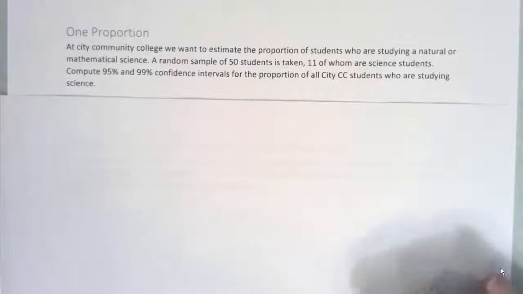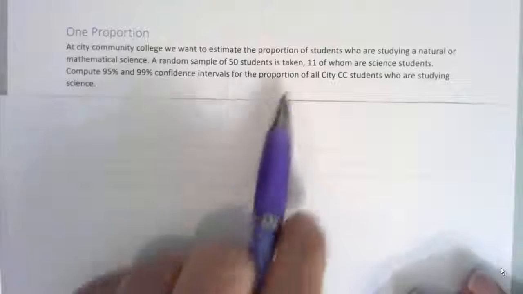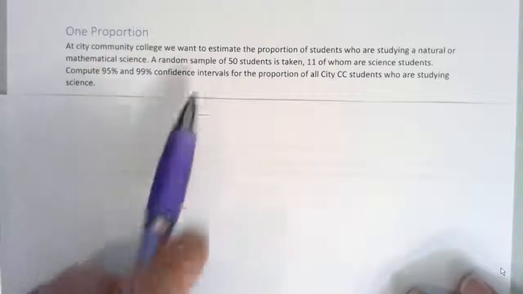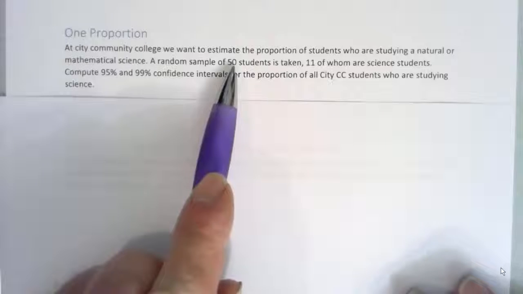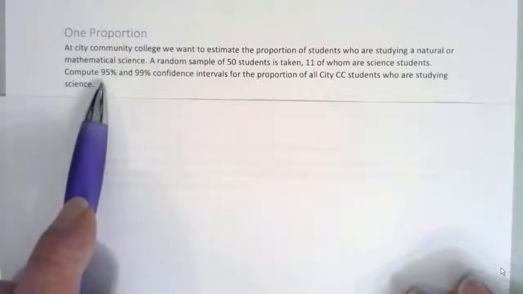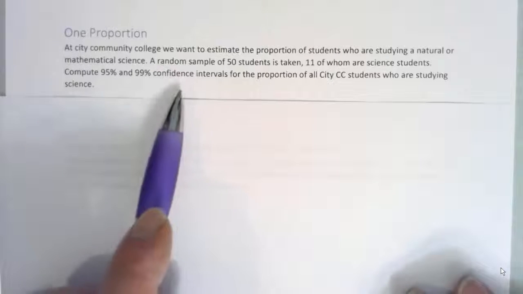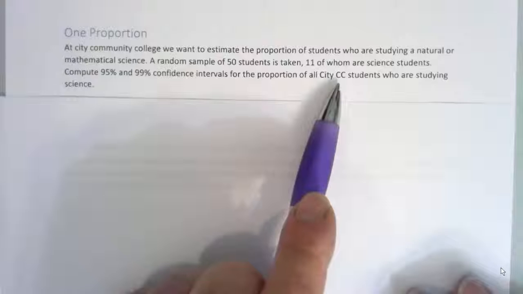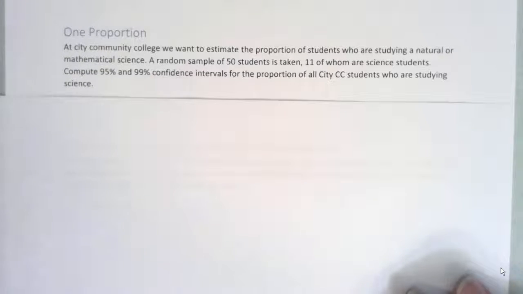Okay, on to the second kind of problem. This problem will involve estimating one proportion. At a city community college, we want to estimate the proportion of students who are studying a natural or a mathematical science. We take a random sample of 50 students. 11 of them are science students, and we'd like 95 and 99% confidence intervals for the proportion of all city community college students who are studying science.